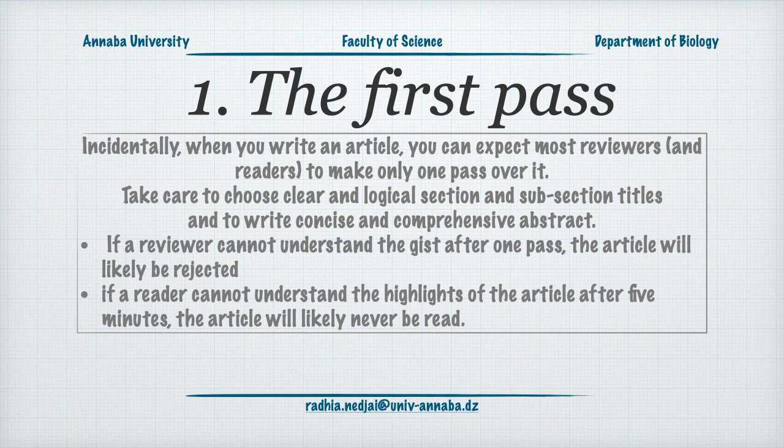Now, let's look at this from the writer's perspective. Incidentally, when you write an article, you can expect most reviewers and readers to make only one pass over it. Take care to choose logical and clear section and subsection titles, and to write a concise and comprehensive abstract. If the reviewer cannot understand the case after one pass, the article will likely be rejected. And if the reader cannot understand the highlights of the article after 5 minutes, the article will likely never be read.